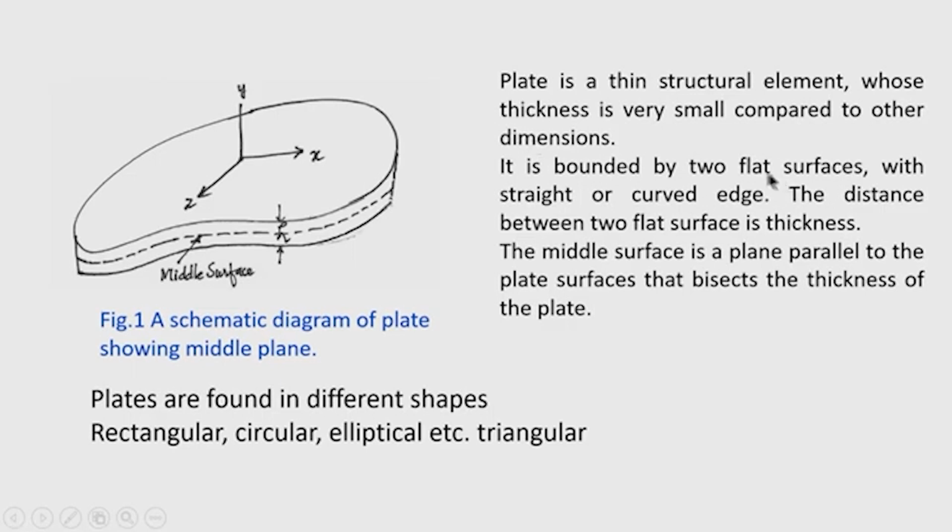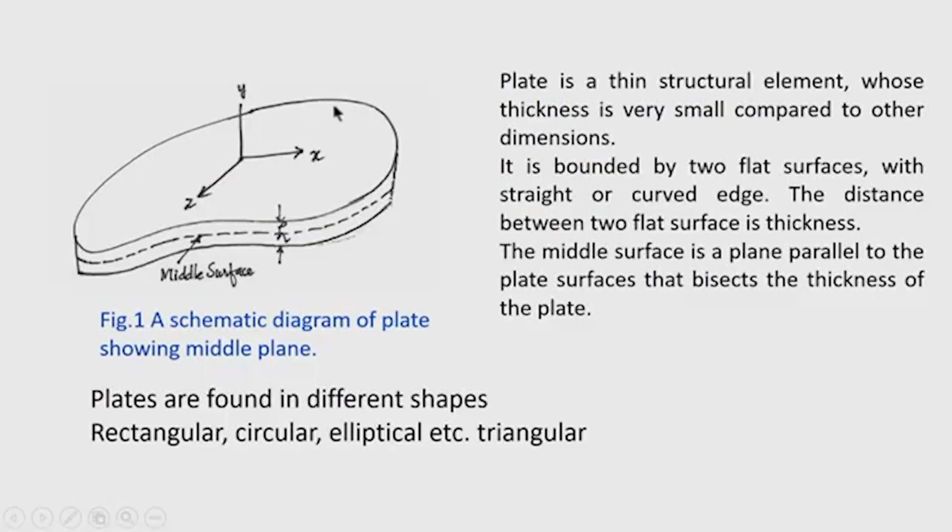So, it is bounded by 2 flat surfaces. So, the surfaces of the plate are flat before the application of the load. After application of the load, the bending will take place, but initially it is bounded by two flat surfaces and with straight or curved edges. Plate may have straight edges or it may have curved edges.